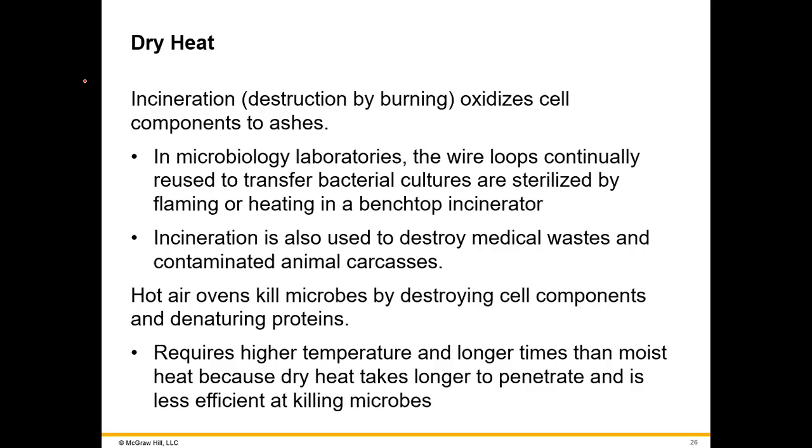Very effective way. There are the hot air ovens that can also kill microbes by destroying cell components. And here again, by denaturing proteins. So heat will denature protein, whether it's dry or moist. The difference is, to achieve the same results, you typically need higher levels of dry heat than you do in moist heat. That's the take-home message. Longer exposure time.